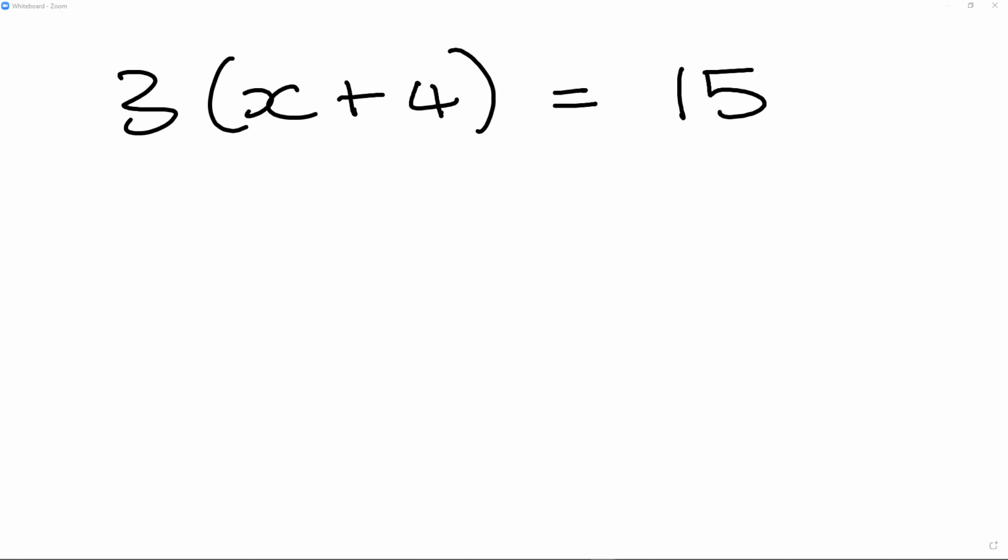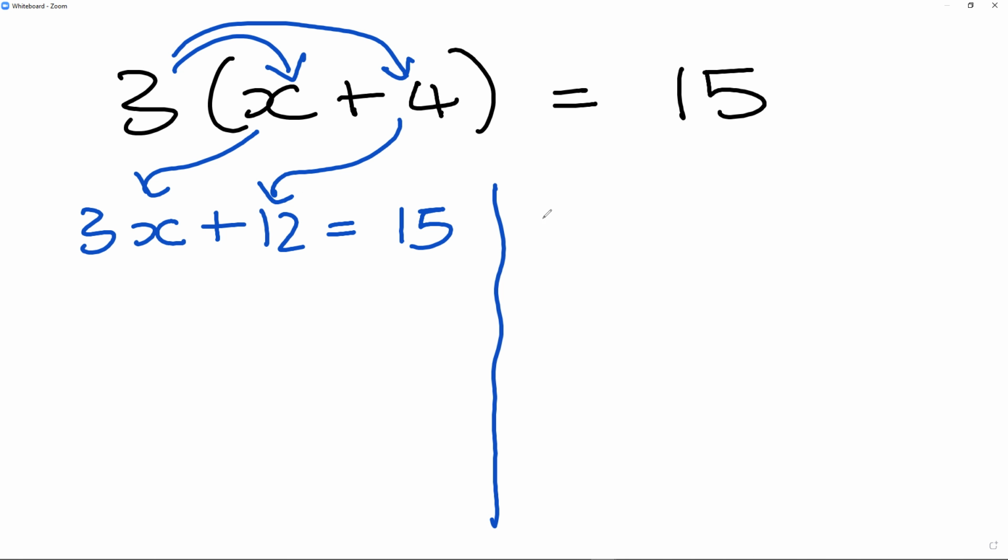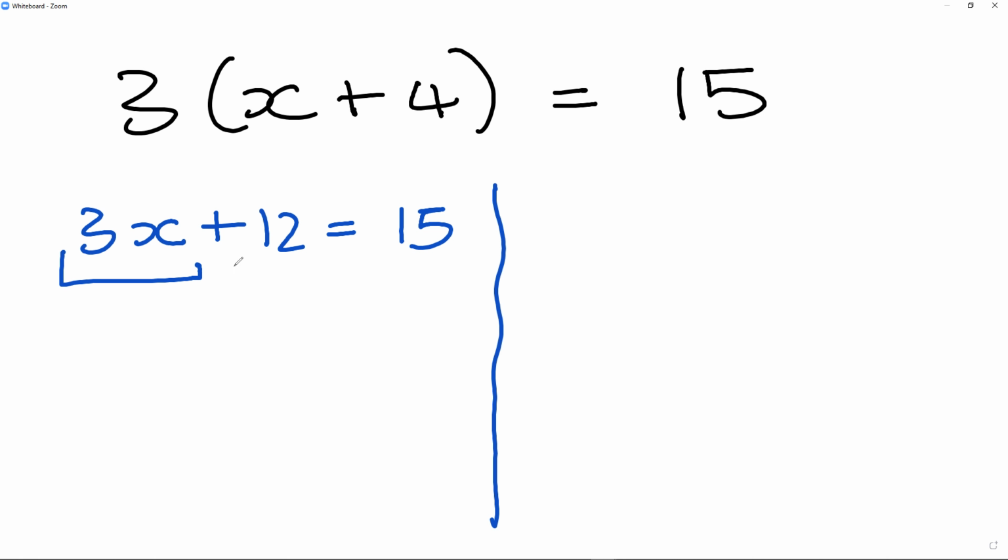There's two ways to solve this question. The first way, you could multiply the 3 into the bracket, and you'll get 3x plus 12 equals 15, because 3 times x gets you 3x, and 3 times 4 gets you 12. And once you have it like this, remember, bring all the numbers with x onto the left-hand side, all the numbers without x onto the right-hand side.